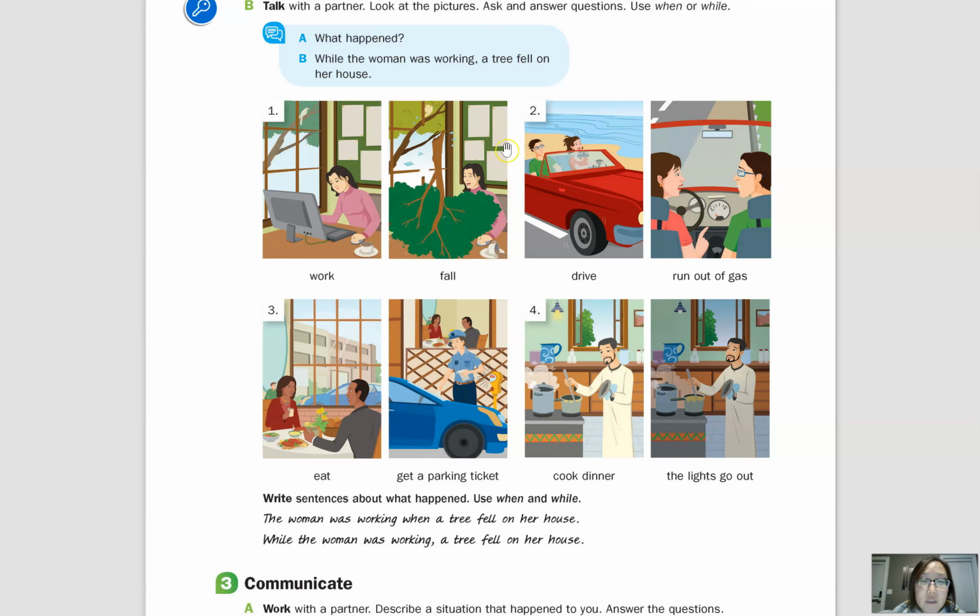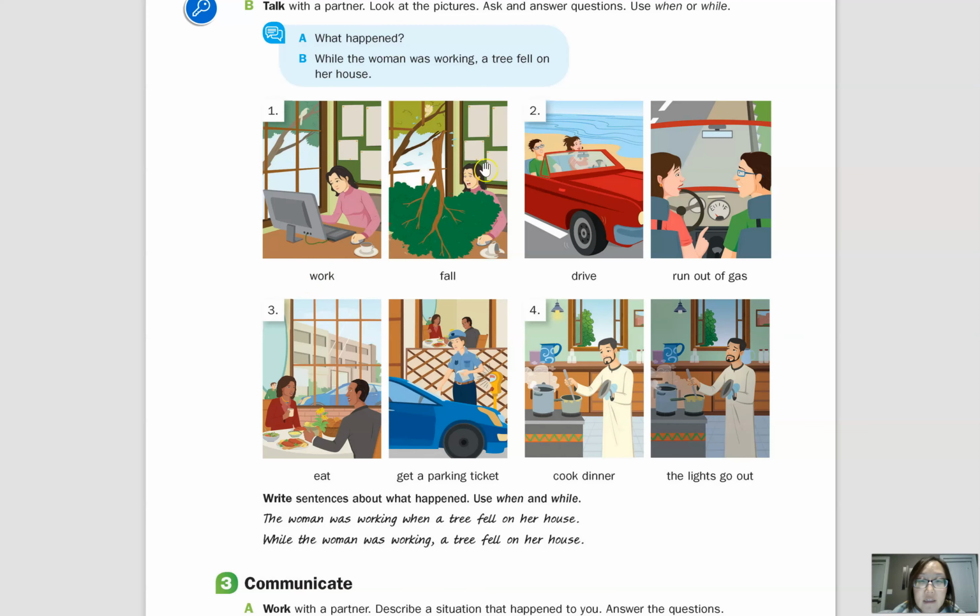So let's look at this first set of pictures. We can see that there is a woman working, and then we can see a tree. Now you can see this verb says fall. Now it makes more sense to say the tree fell because it's a sudden event. Now, the woman was working. This is a continuous event, so it makes sense to use the past continuous with this activity and past tense with this activity.